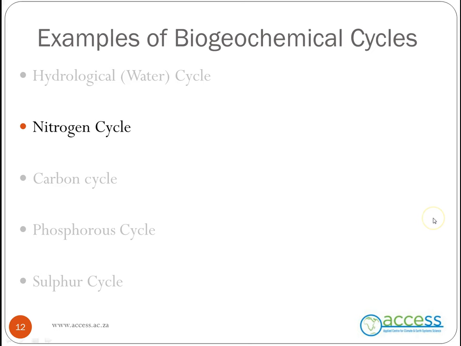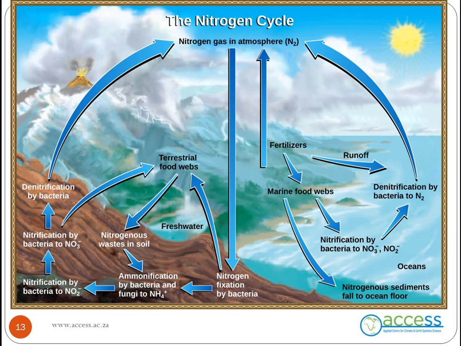Next, we have the nitrogen cycle. Nitrogen gas is the most abundant element in the atmosphere, and all the nitrogen found in terrestrial ecosystems originates from the atmosphere. The nitrogen cycle is by far the most important nutrient cycle for plant life in particular.